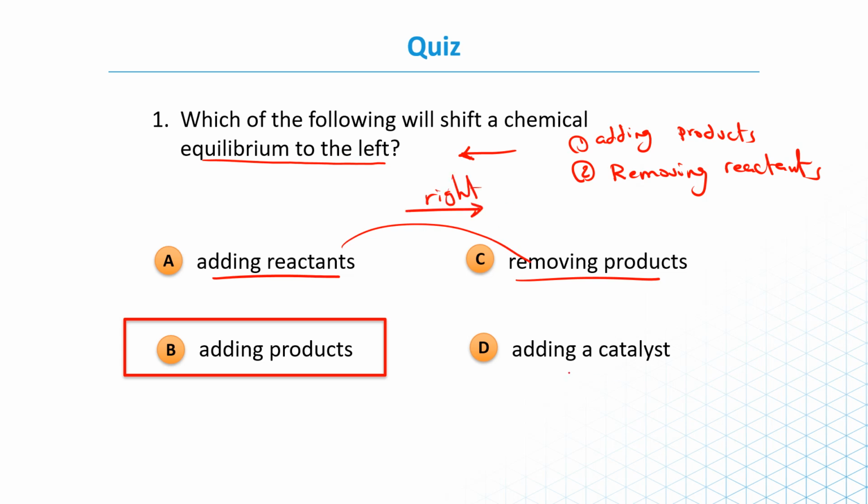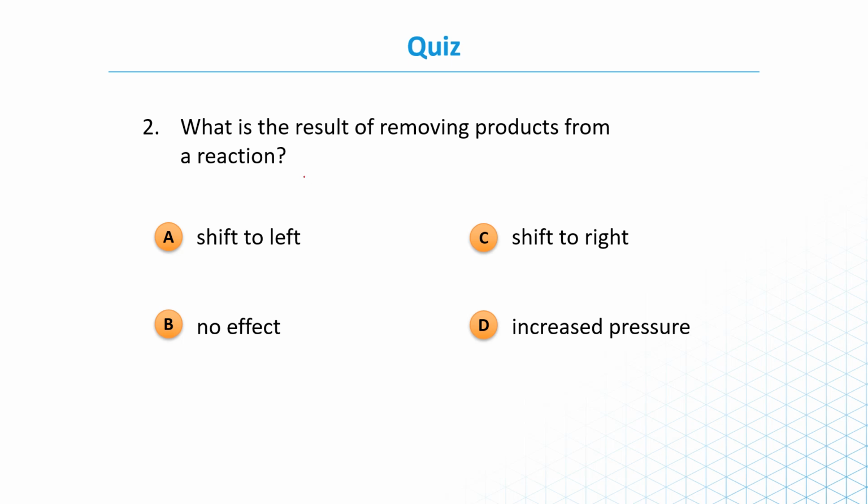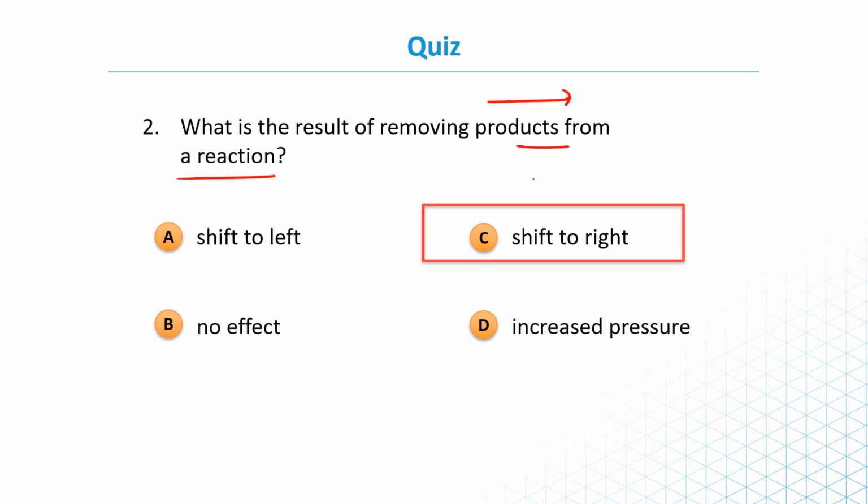Adding a catalyst, nothing will happen. We'll see it at the end. Catalysts, they affect the rate or speed. يأثرون على السرعة، سرعة التفاعل مش على equilibrium. What is the result of removing a product from a reaction? So if we remove a product, the reaction or equilibrium should shift to the right. Okay?